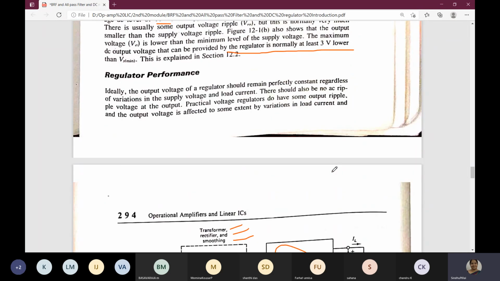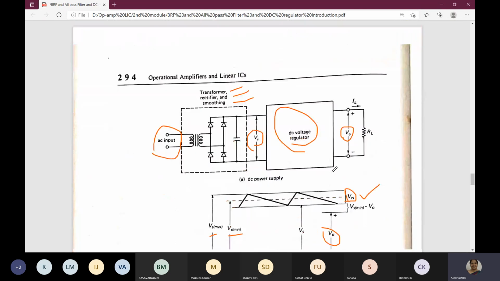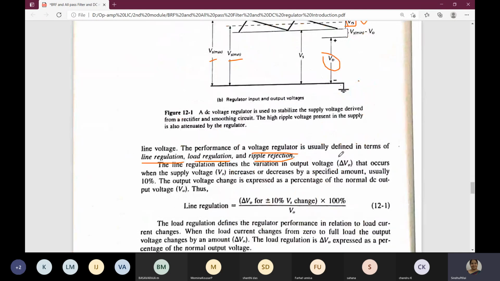For that, they have decided on a few factors. Some basics: the performance of a voltage regulator depends upon 3 factors. As I have told, the very important things in regulation are the supply voltage and the load current. So they have taken 3 terms to define the performance. One is line regulation, second is load regulation, and the last is ripple rejection.